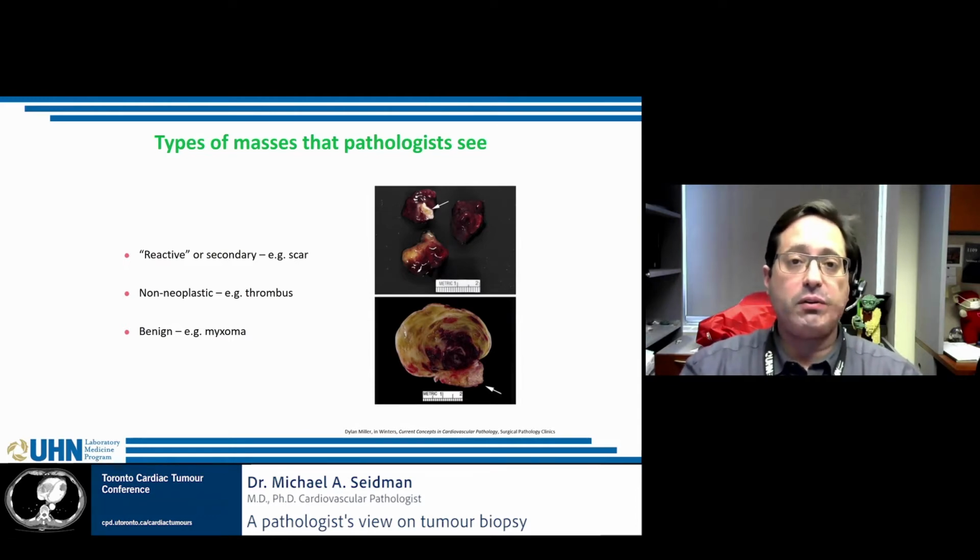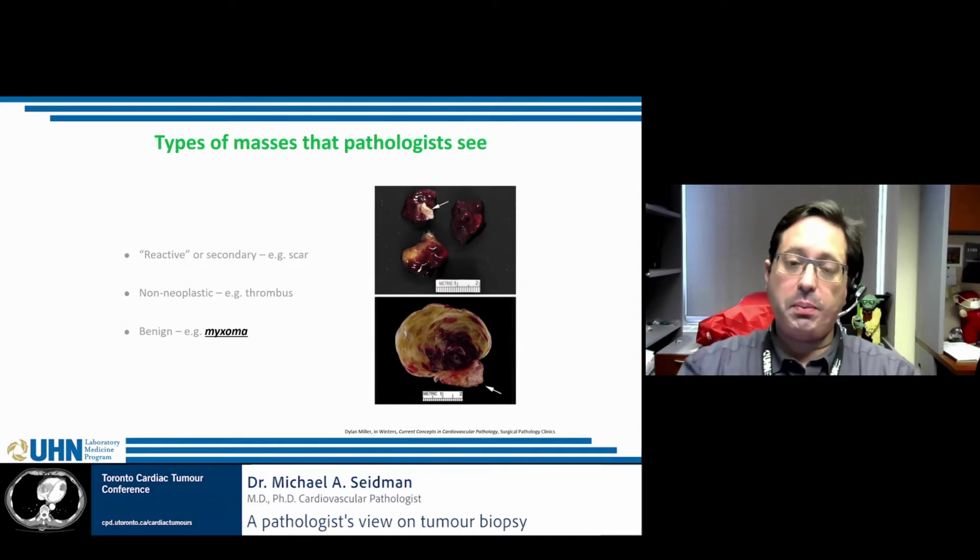Thrombus itself can be reactive or primary. And myxoma and a couple other lesions are the benign lesions we do see. And these are sort of the first things we think about, although frequently with the modern tools, something comes to us with a higher degree of suspicion if it's not one of these things.